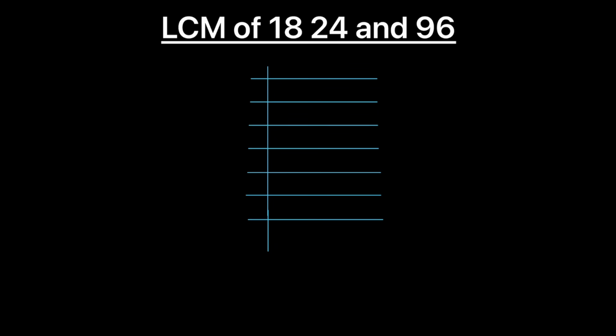Hello students, in this video we are going to learn how to find the LCM of 18, 24 and 96. We will be using the prime factorization method, or the ladder method, for finding the LCM of three numbers. So first we will write all the three numbers in a single ladder like so. That's 18, 24 and 96.